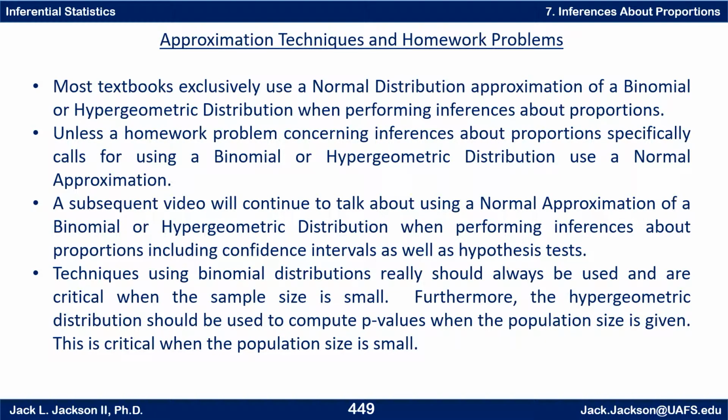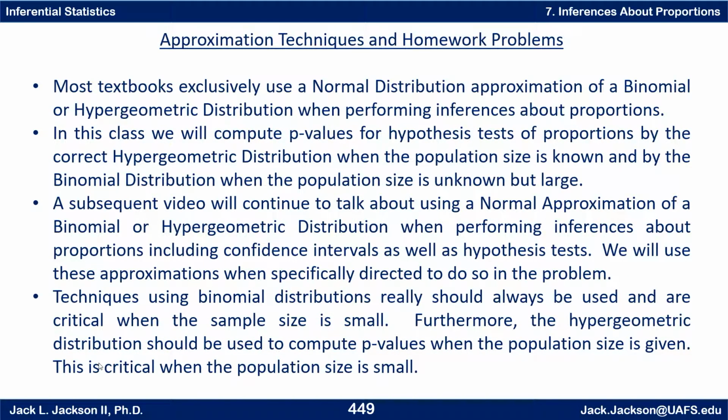Most textbooks exclusively use a normal distribution approximation of a binomial or a hypergeometric distribution when performing inferences about proportions. Unless a homework problem says otherwise, we should actually use a hypergeometric or binomial when we should use it, and we will allow a normal approximation in some cases. So in this class, we will compute p-values for hypothesis tests of proportions by the correct hypergeometric distribution when the population size is known, and by the binomial distribution when the population size is unknown but large.